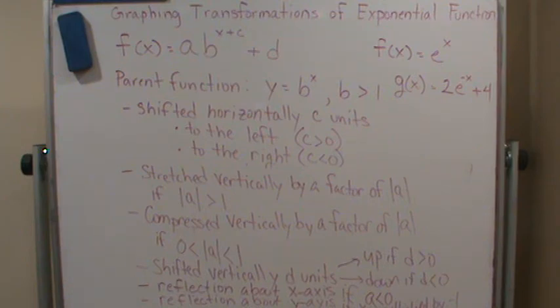And the domain is going to be -infinity to +infinity. The range is going to be 4 to +infinity. And in this case, the horizontal asymptote is shifted up to y equals 4.